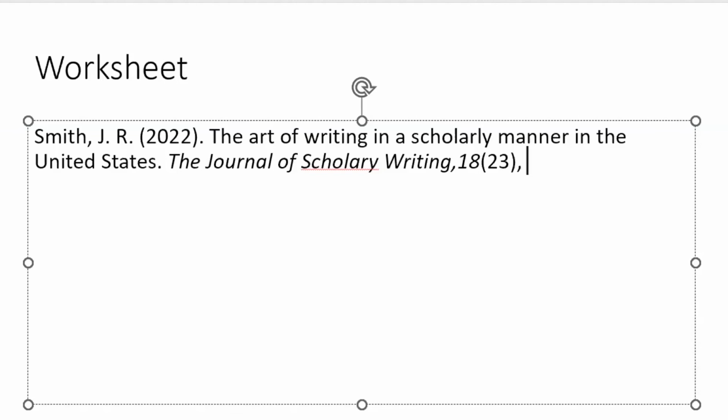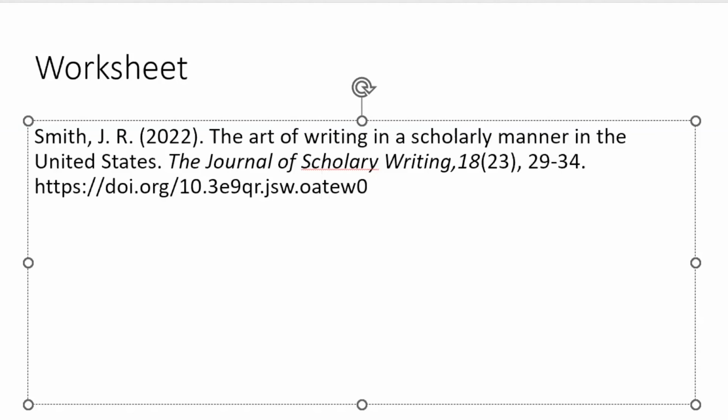Then if there's page numbers known, a comma. I've seen it where online it'll have a colon, which was the old way of doing it. So you have to go back in and remove that colon and put a comma. Put the page numbers 29 through 34. Sounds good. Period. And then if I know my DOI, it's probably always going to be HTTPS and then doi.org, 10 dot something dot JSW dot and then some other numbers. And there it is.